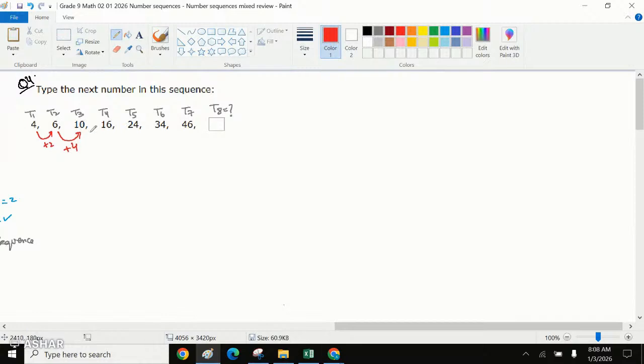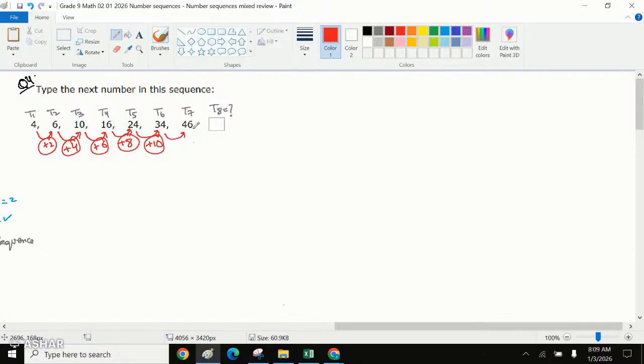Similarly, 16 minus 10 is 6. That means 10 plus 6 would be 16. So we can see a pattern over here. 2, 4, 6. This should be 8. 16 plus 8 is 24. 24 plus 10, yes, we still have a pattern. The number that has been added is increased by 2 with every term.